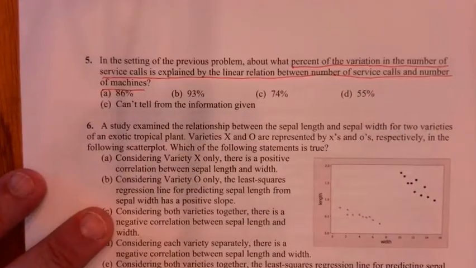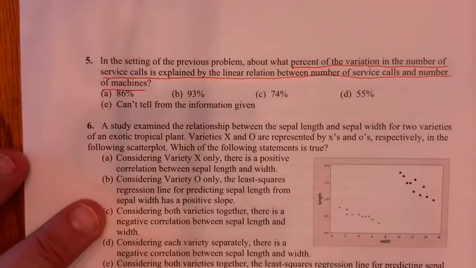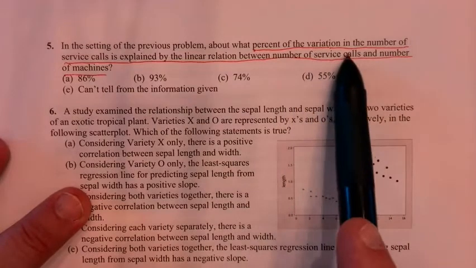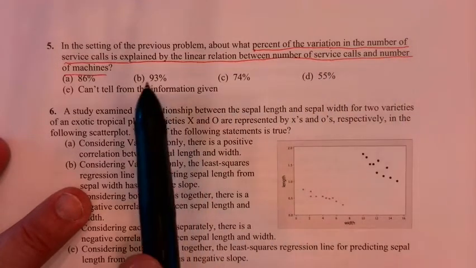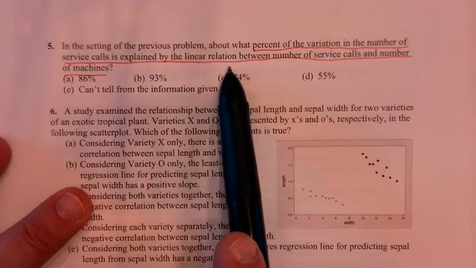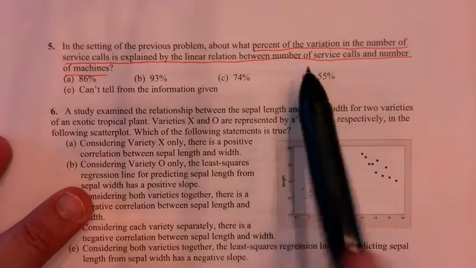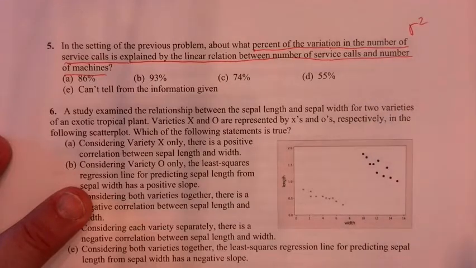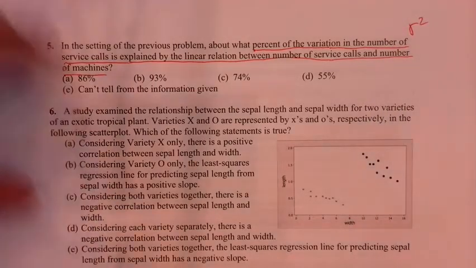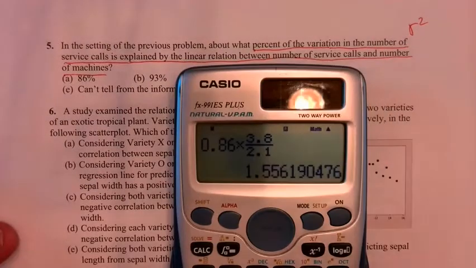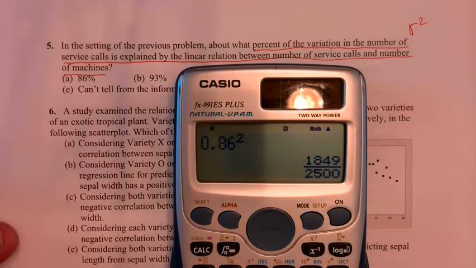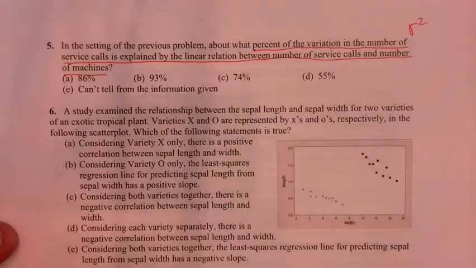You see that phrase? That's one of these things that I say you better dang well have stuck in your head. Tattoo it on your brain. This is the percent of variation in the output variable explained by the linear relationship or the linear regression with the input variable. That's your R squared, or your coefficient of determination. So all I got to do is take my R value and square it. I have my R value in my calculator right there. Squared. Bingo. And I get 0.7396, which is about 74%.